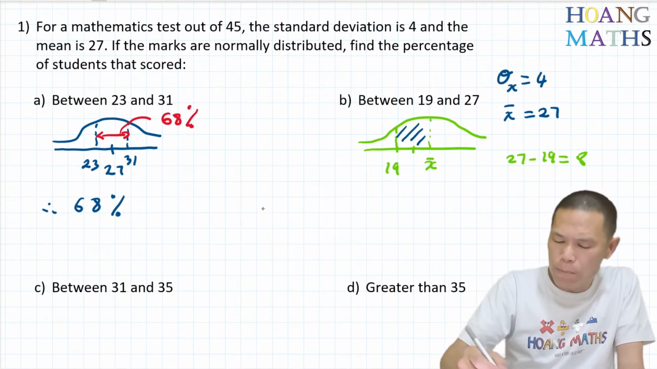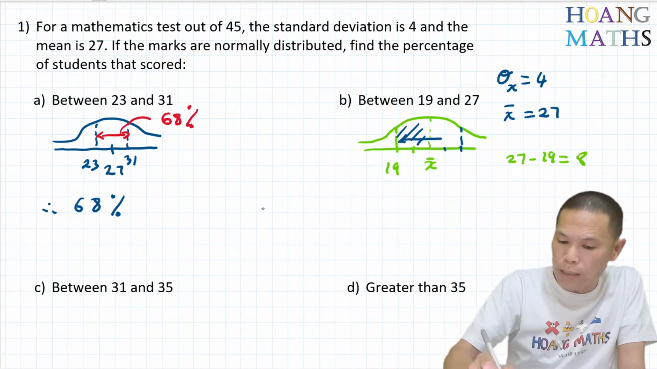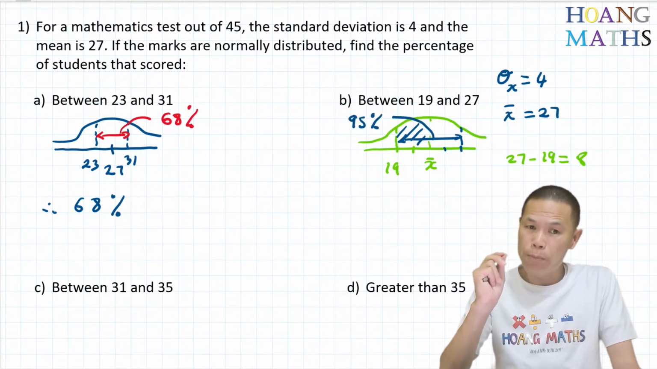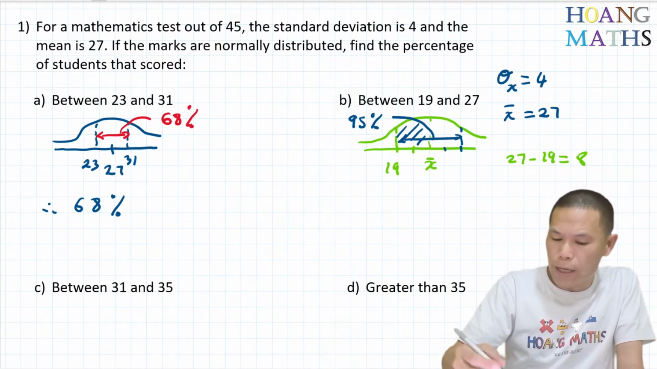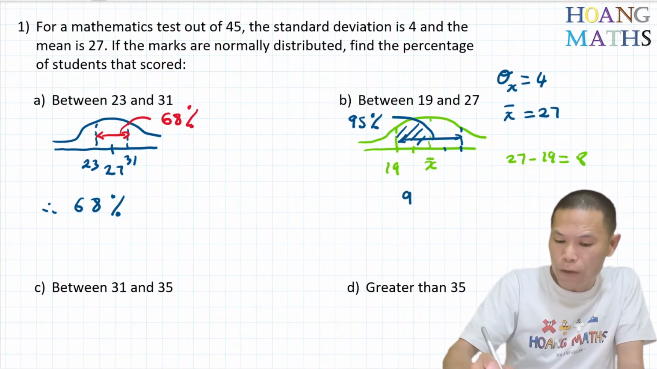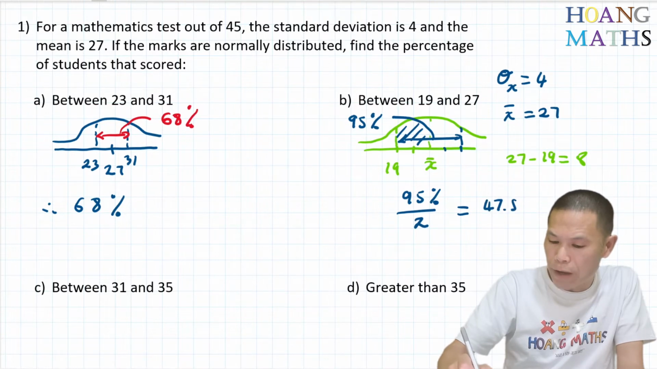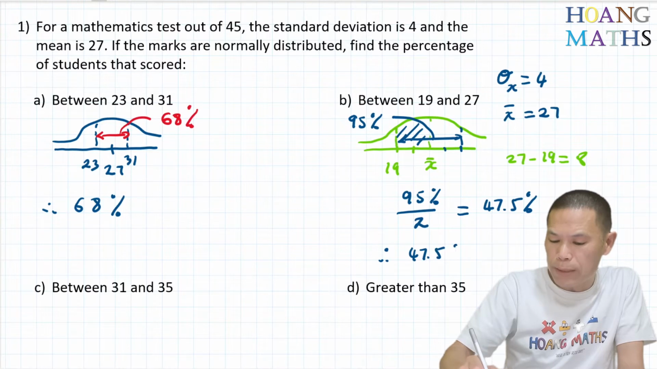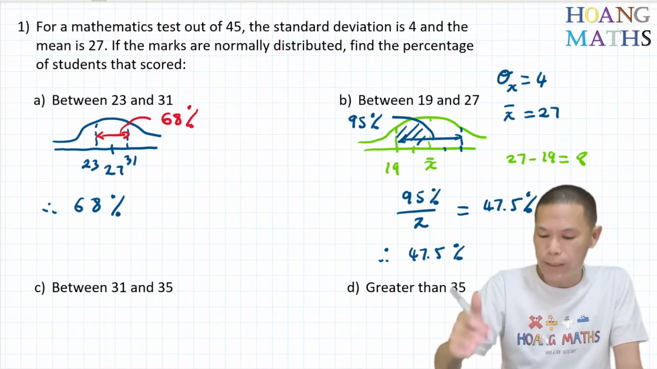But we know that they are symmetrical. So 2 standard deviations from the mean will give me 95%. But we know that they are symmetrical. So therefore, between 19 and 27, we go 95 divided by 2. That will give me 47.5%. So therefore, 47.5% of the students scored between 19 and 27. Okay.